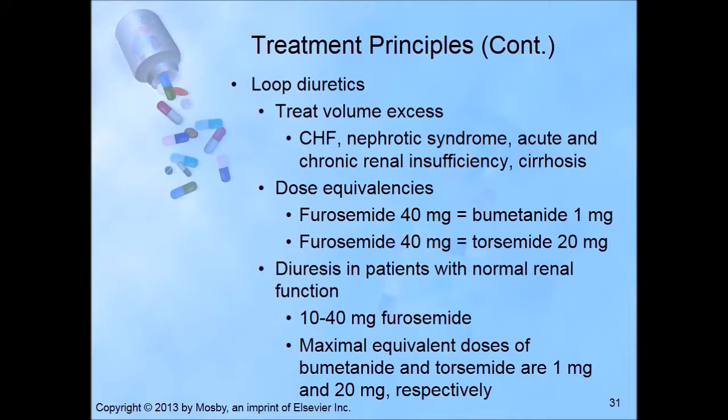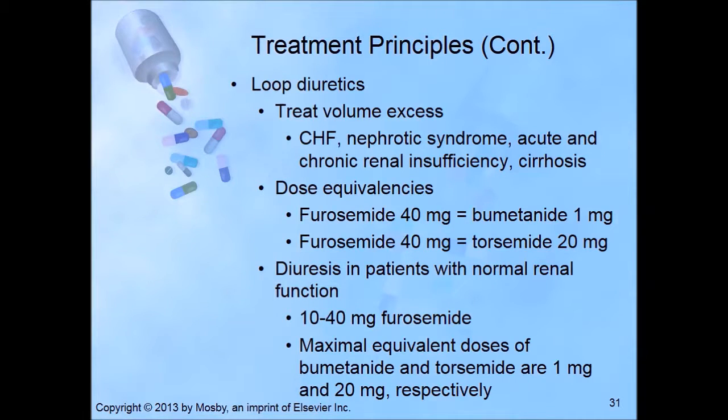So the primary use of loop diuretics involves the treatment of states of volume excess that include CHF, nephrotic syndrome, acute and chronic renal insufficiency, and cirrhosis. Furosemide is the most commonly used diuretic. Torsemide and bumetanide offer enhanced absorption over Lasix, and in some cases may provide greater efficacy in patients who do not respond to the maximum dose of furosemide.